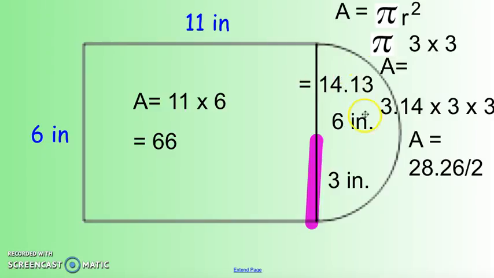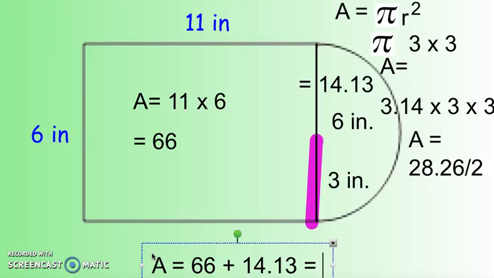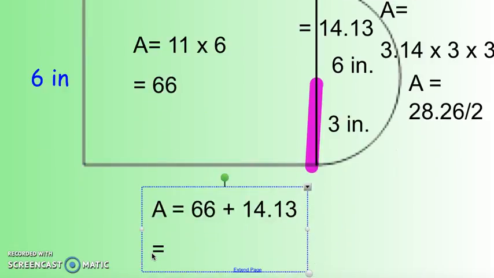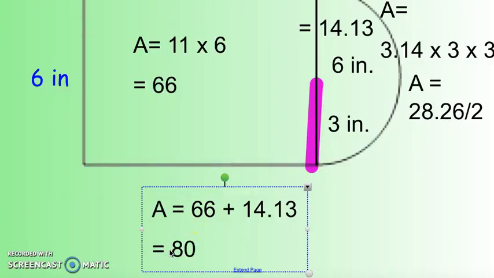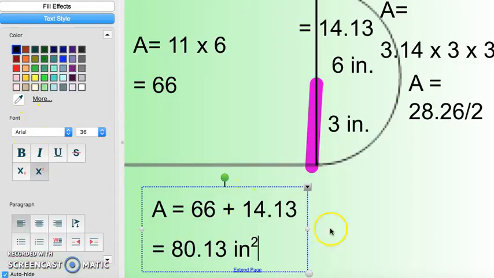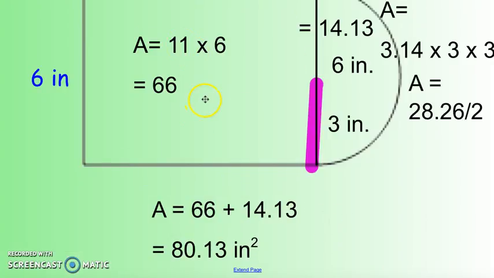Now, if I know that this semicircle is 14.13, and this rectangle is 66, I need to find the total area though. So what do I do with the numbers? Exactly, I add them together. So let's add them together, and our answer is 66 plus 14.13. We get 80.13. And now I'm going to put inches squared. Okay, so we found the area of the rectangle, found the area of a whole circle, but then we took half of it because we only need half, and then we added them together.